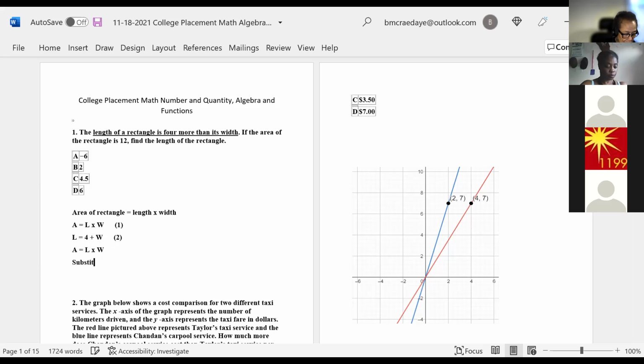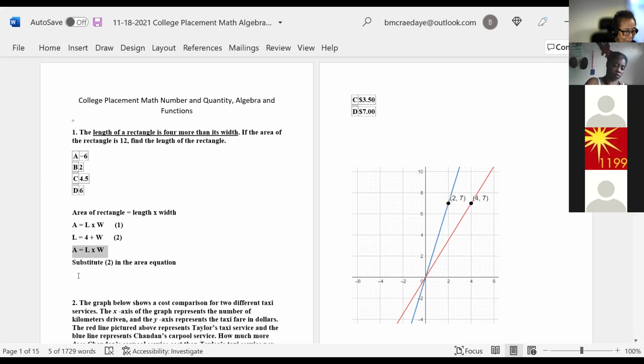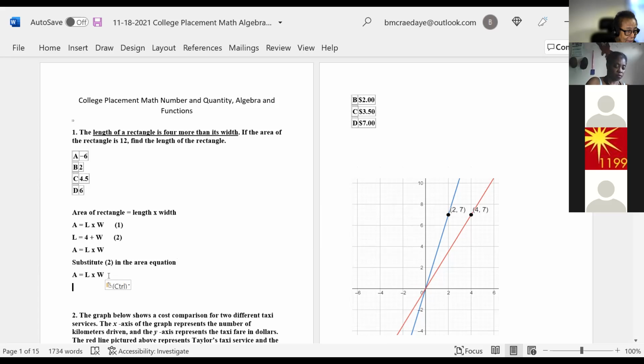Substitute 2 in the area equation. So that means where you have L, you want to put what? 4 plus W. So this becomes A equals L times W, and I'm going to substitute for L 4 plus W. So this becomes 4 plus W, times W.